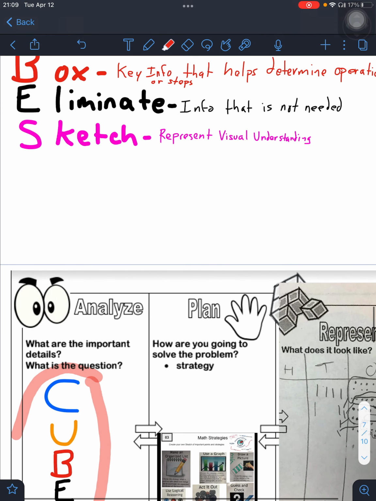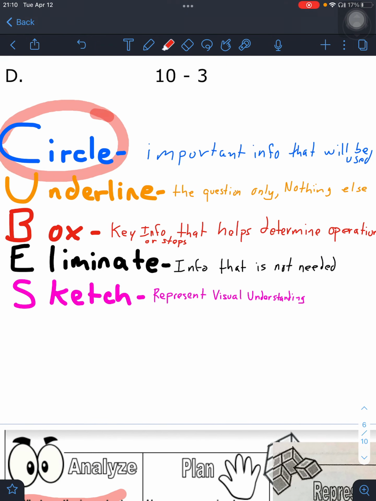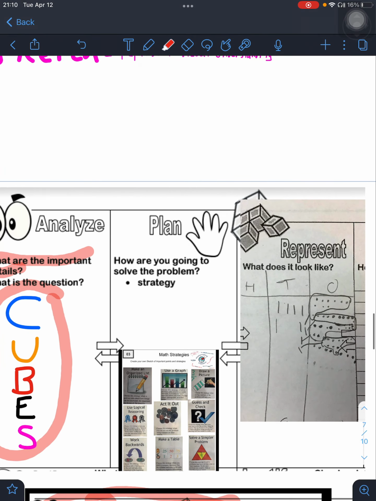That is part of our analyze. Okay, what are the important details of our problem? Okay? So that's our circling. We are going to underline the question only, nothing else. We're going to place a box around the key information that helps us determine the operation or the steps. The box section of the problem is what's going to be used primarily for determining the strategy that is going to be used for our problem.